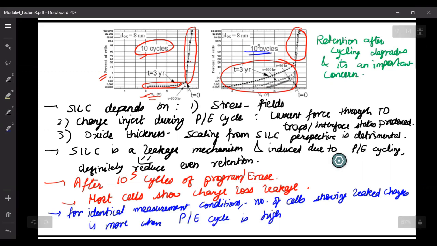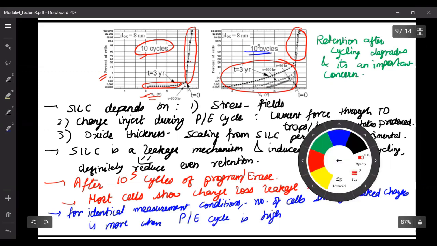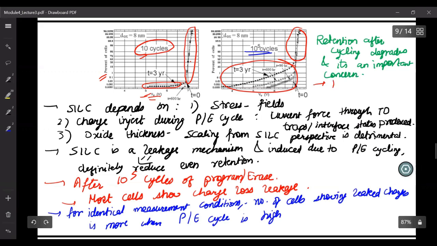And also, as we discussed earlier, this hinders scaling of your tunnel oxide. Why so? Because once your tunnel oxide thickness reduces, your electric field increases, and it can tolerate less amount of stress. There would be more defect generation for the same amount of electric field applied.